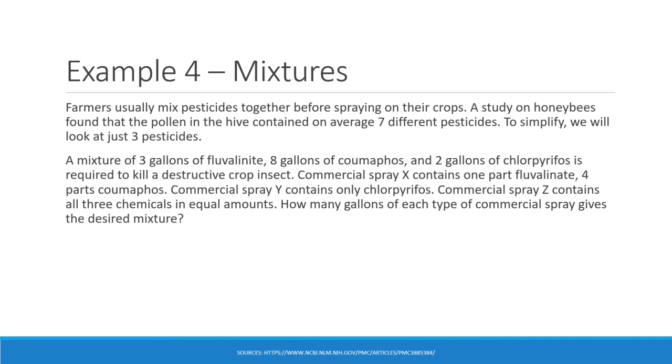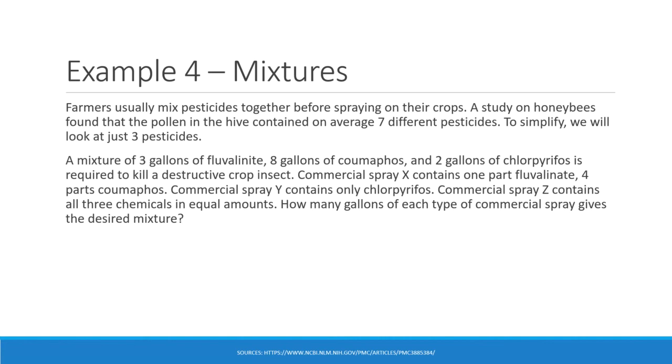So a mixture of 3 gallons of fluvalinate, that was one of them found in the study, 8 gallons of coumaphos, that was another one in the study, and then 2 gallons of chlorpyrifos, a third one that was in that study. So these are actual pesticides that were used. It is required to kill a destructive crop insect. Now, commercial spray X, I tried to find actual pesticides out there with these chemicals. I could not find that on the internet easily, so that's why I just used an X, Y, and Z.